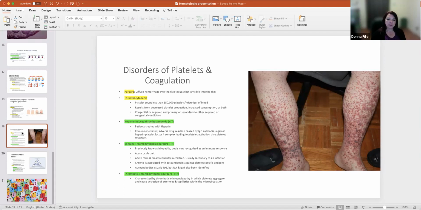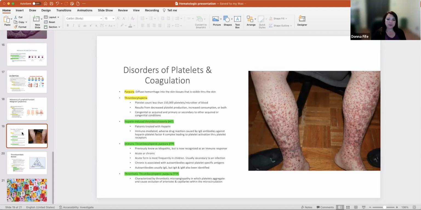Heparin-induced thrombocytopenia. This can occur in patients treated with heparin. It's immune-mediated and is considered an adverse drug reaction caused by IgG antibodies against heparin platelet factor 4 complex, leading to platelet activation through platelet receptors.